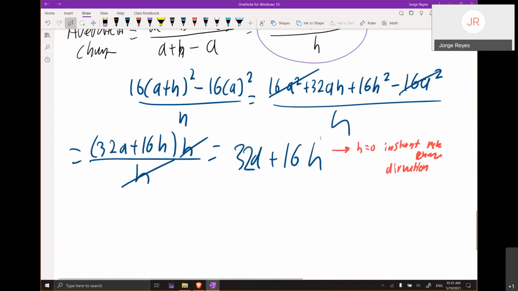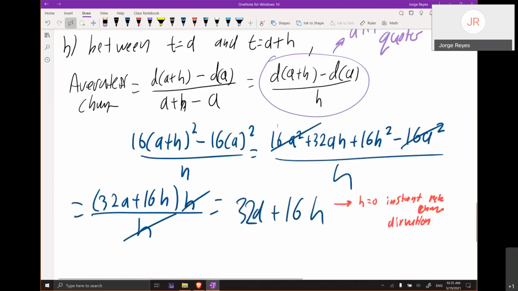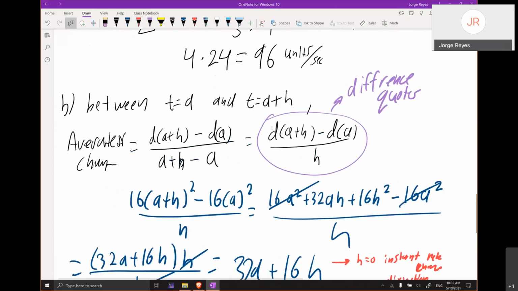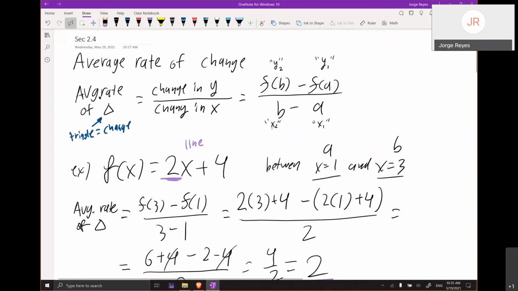But we are not going to care that much. This is philosophically extremely important, but for us, we're just simplifying some fractions. That's it for section 2.4. It's just this formula, honestly. So you should memorize this. Average rate of change is equal to f of b minus f of a over b minus a. That's really the key part of this section.